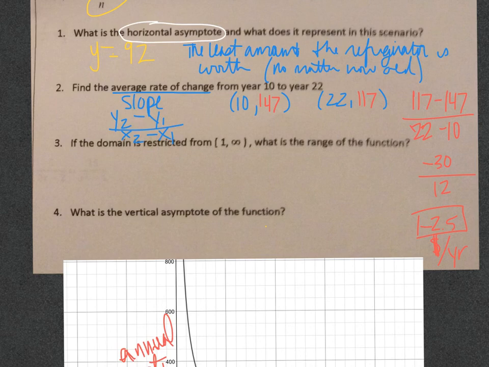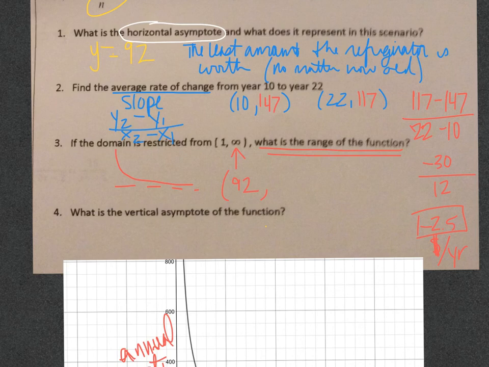If the domain is restricted from 1 to infinity, what is the range of the function? This is a really good question. Your range should always match your domain. So if you claim that your domain is 1 to infinity, then the range should match that as well. The thing is, the lowest y value this is ever going to get to is 92, because that was my horizontal asymptote. When the function swoops down, it levels out at 92.